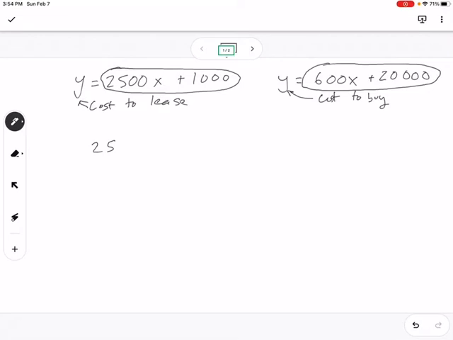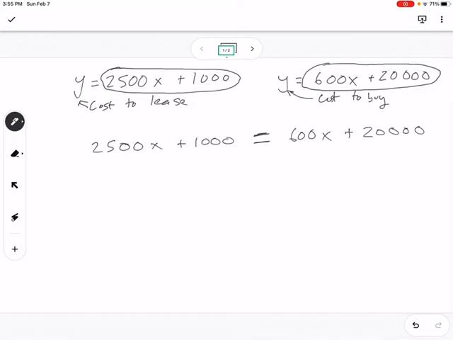So here's what that looks like. Equals. We are powerful in math. We can make anything we want with a variable equal to something else. And now this really becomes the question, what is the value of x that makes these two things equal? In other words, how many years will the cost to lease be the cost to buy? And now we just need to solve this equation.